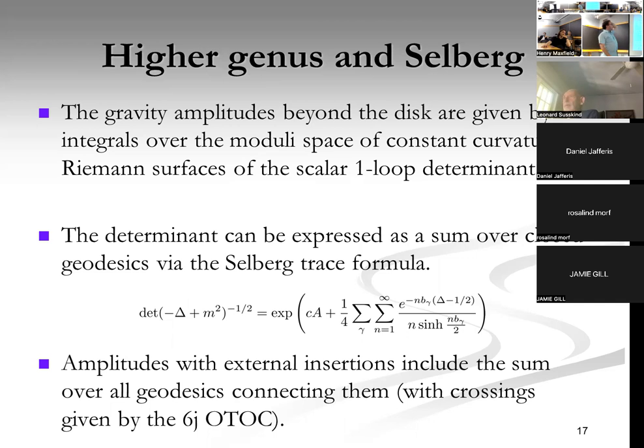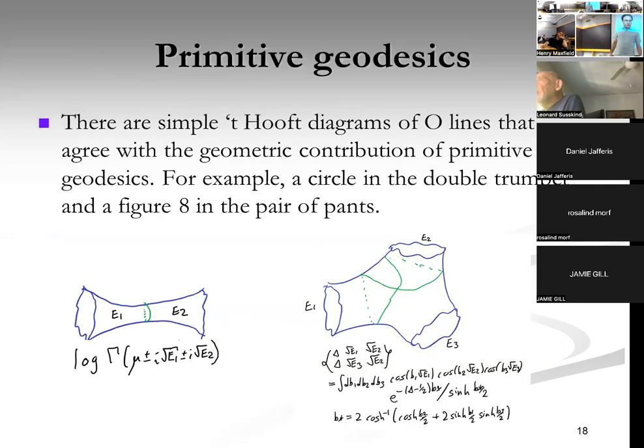So of course, on the gravity side, you would want to integrate over the moduli space of your constant curvature Riemann surfaces, include the scalar loop determinant, and the scalar determinant can be written using the Selberg trace formula as a sum over geodesics, which include ones with self-crossings in general. And then for every geodesic, we can wind it n times, and there's this specific formula. And then there could also be amplitudes with external insertions, and then again, you will sum over all geodesics connecting them, with again the rule that every crossing has the 6j symbol. So that's the gravity computation.